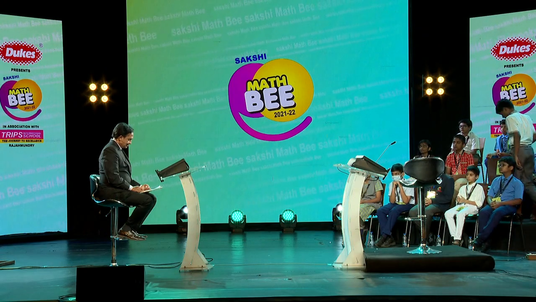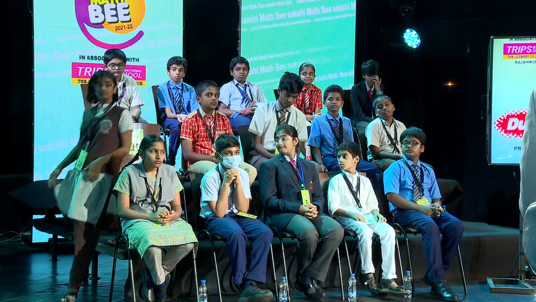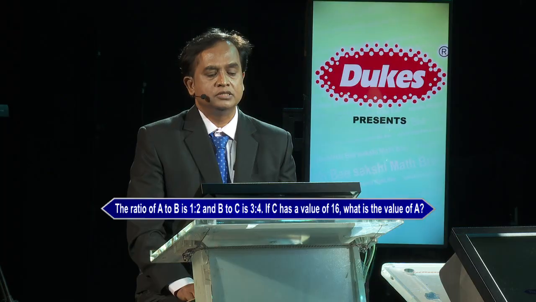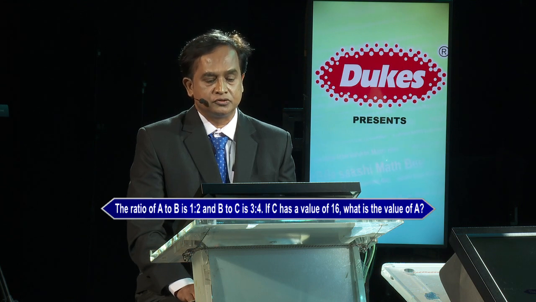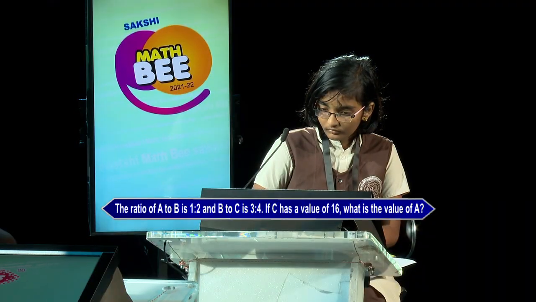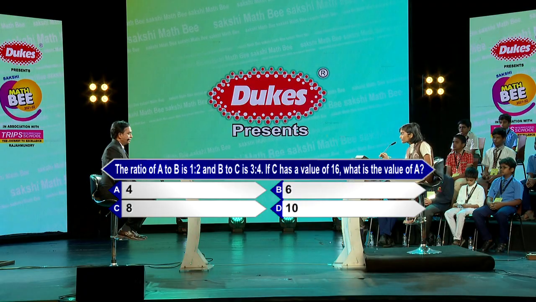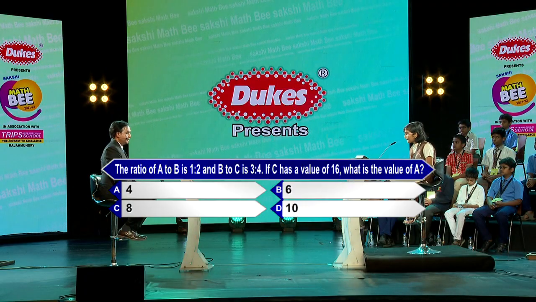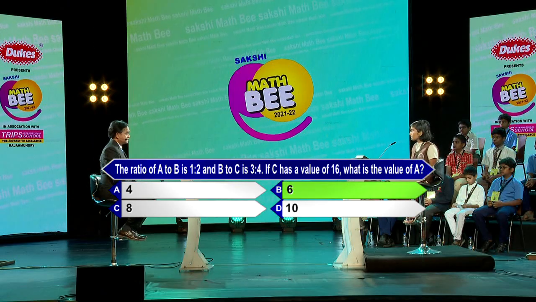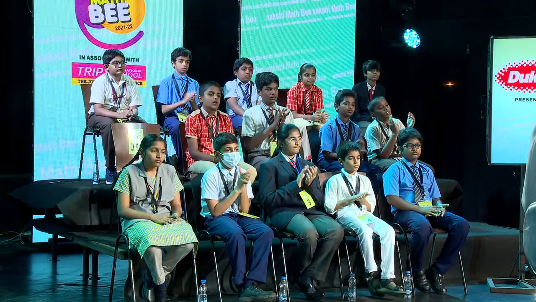Can I have the next contestant, Bindu Bhargavi from KKR Gautam School? Next question, please. The ratio of A is to B is 1:2 and B to C is 3:4. If C has a value of 16, what is the value of A? Your options. A 4, B 6, C 8 and D 10. Please lock B 6. Excellent. B 6 is the correct answer. Please clap for her loud.